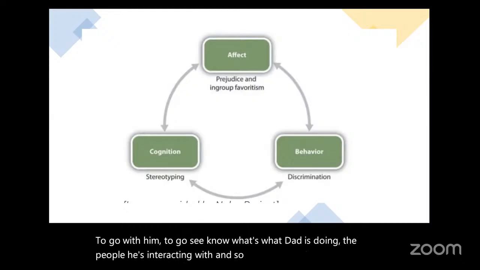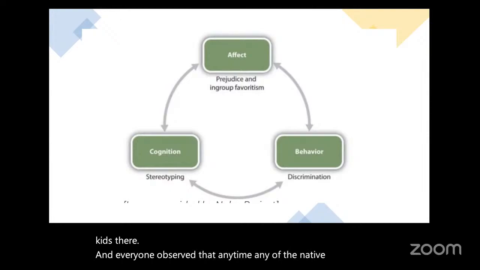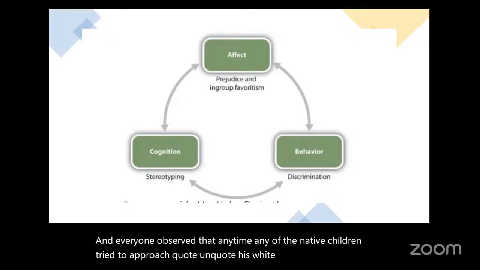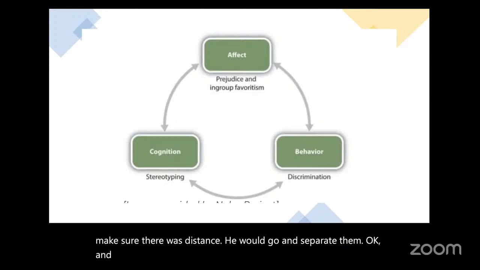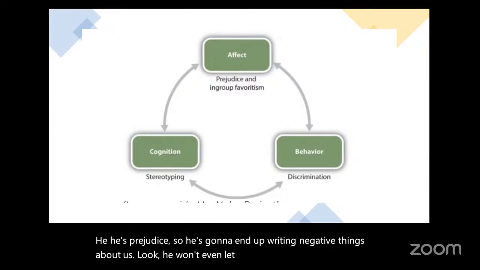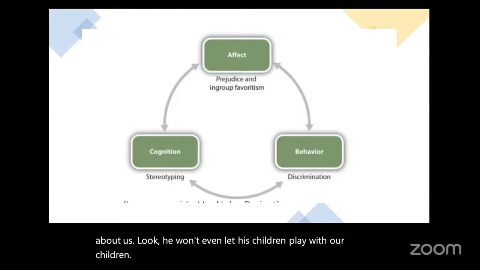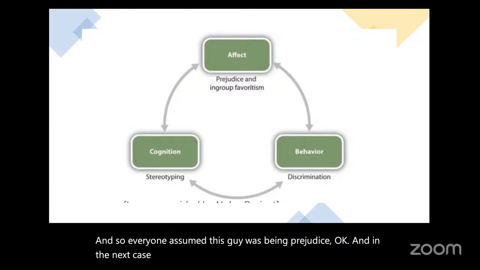And so the story goes is he took his kids there, and everyone observed that anytime any of the native children tried to approach, quote unquote, his white children, he would make sure there was distance. He would go and separate them. Okay. And from an observational perspective, you would assume he's prejudiced, so he's going to end up writing negative things about us. Look, he won't even let his children play with our children. And so everyone assumed this guy was being prejudiced. Okay. And in the next case, discriminatory, which is a behavior.